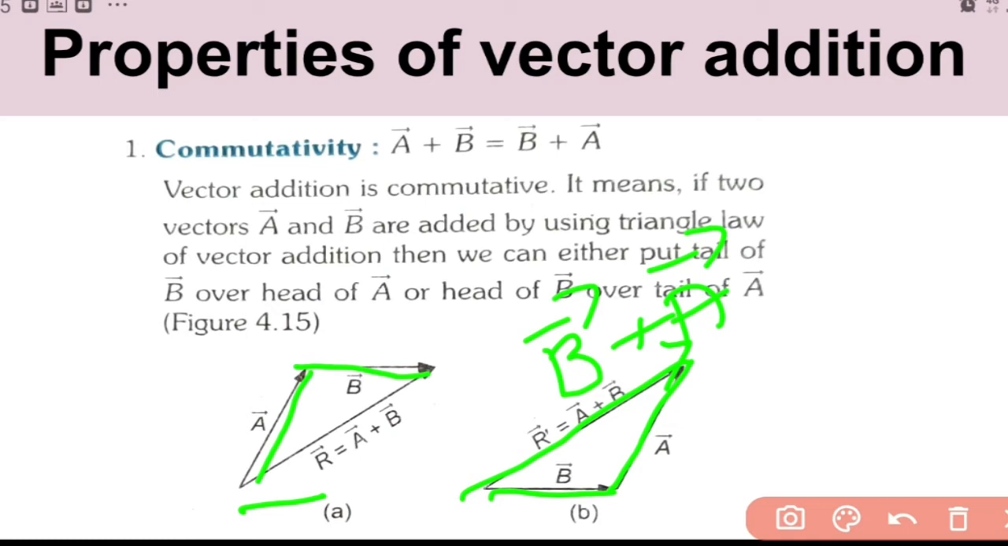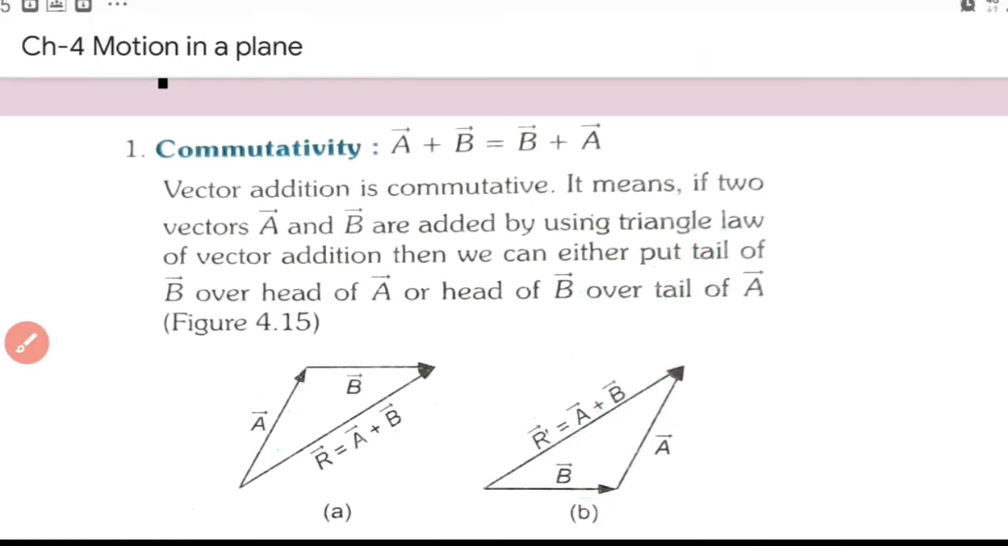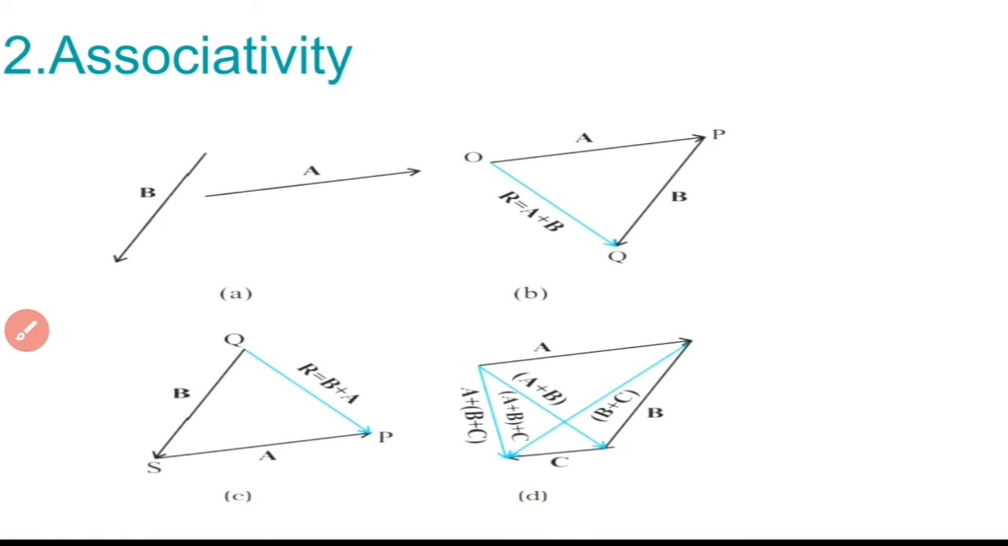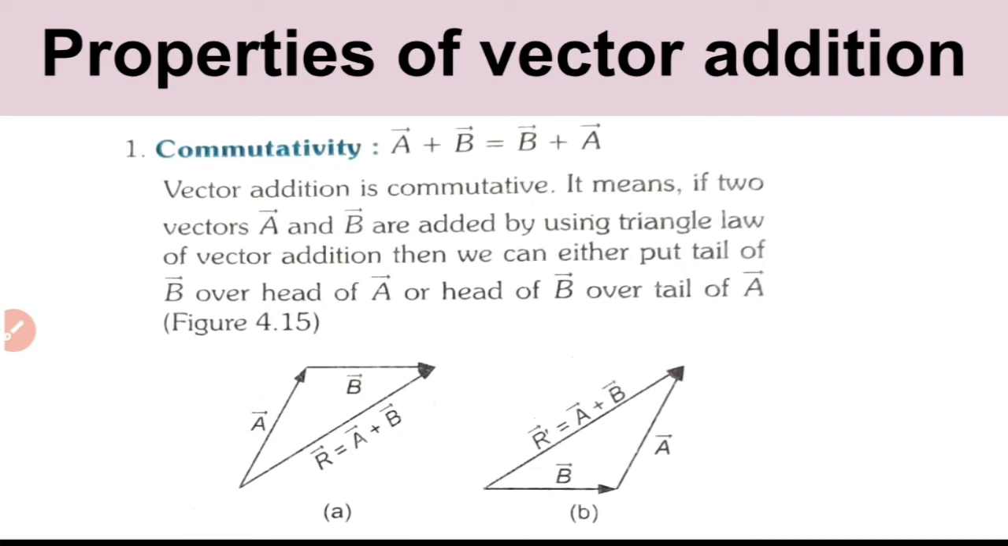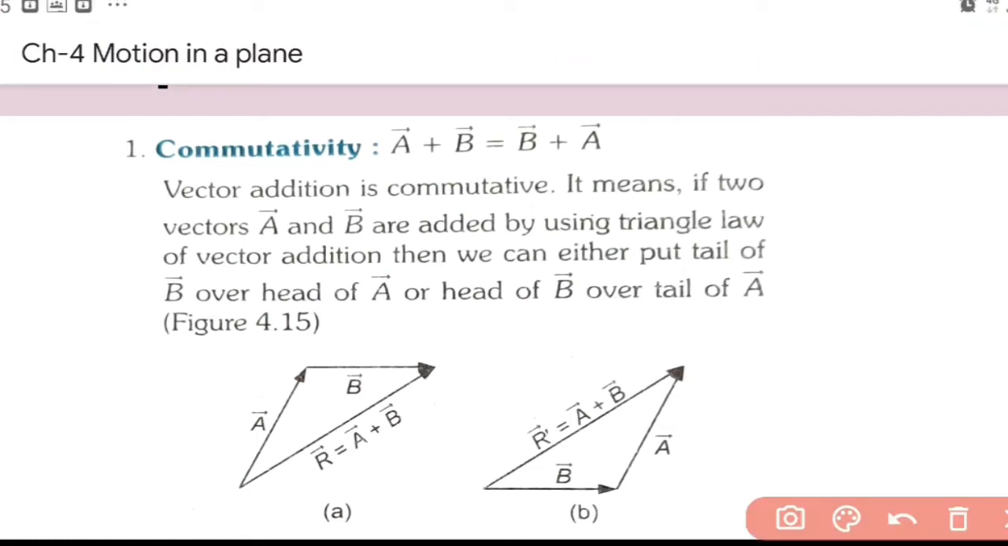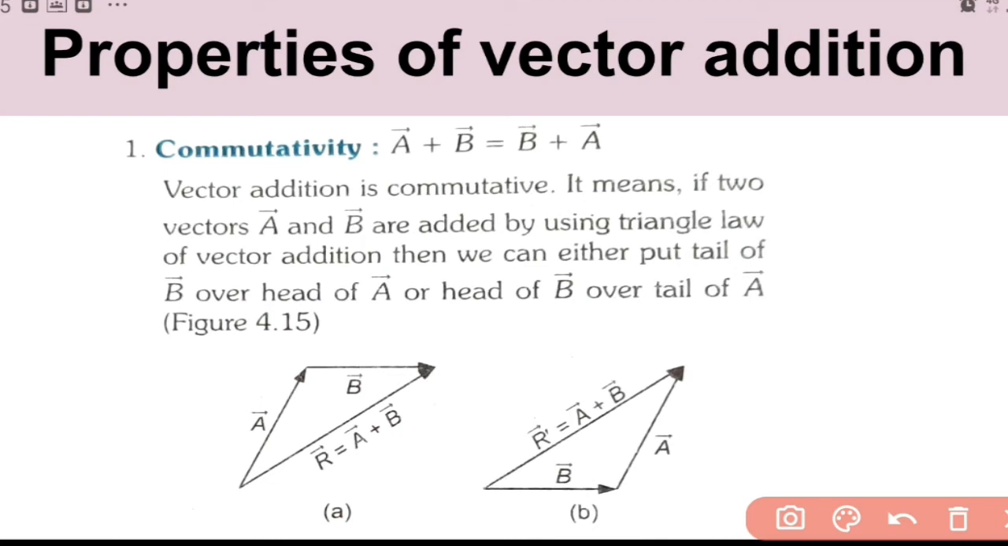So I think you understood the difference in the two diagrams. The first diagram is vector A plus vector B, and the second diagram is vector B plus vector A. In the second diagram, we started with vector B. Then on the head of vector B, vector A is kept. Then we have drawn the resultant. In the first diagram, first we have drawn vector A. Then we have kept vector B at the head of vector A.